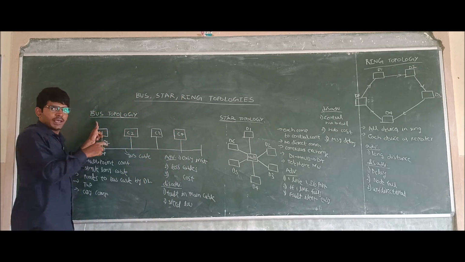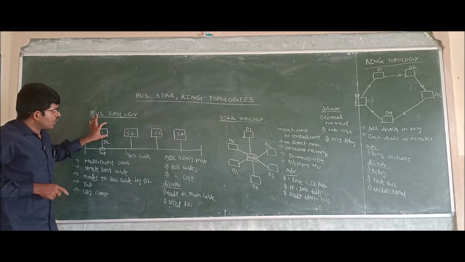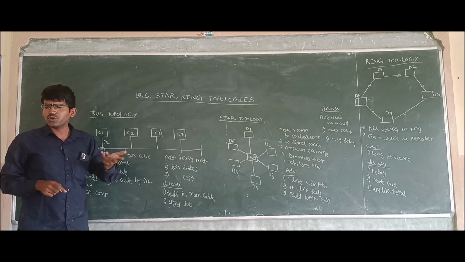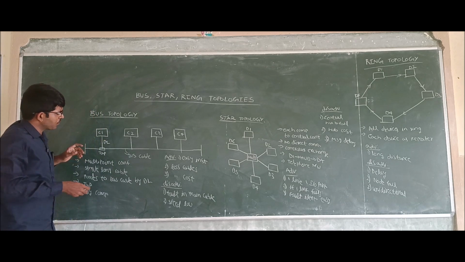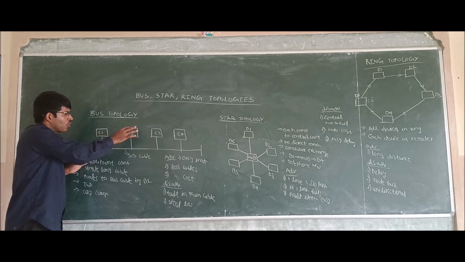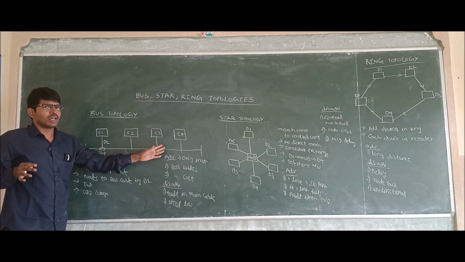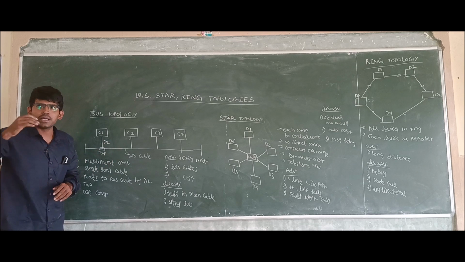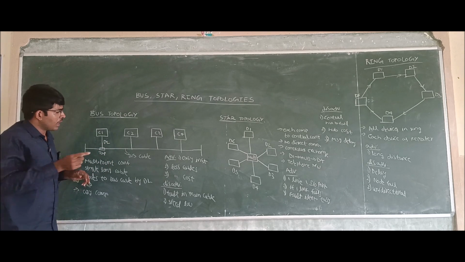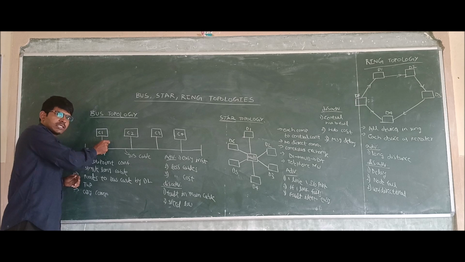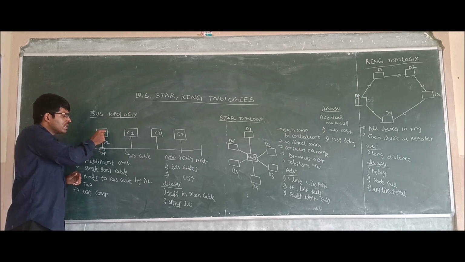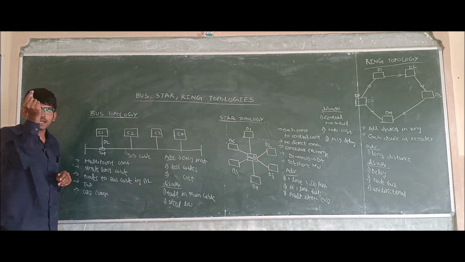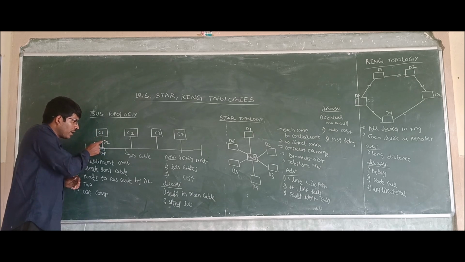In bus topology, there are four devices. We are calling them computers C1 to C4. You can take it as D1 to D4 also. All these four devices are connected to the main cable. This main cable we are calling a bus cable. By using a drop line connection, each device is connected to the main cable, and at the joint we have a metallic tap to connect this drop line to the bus cable.